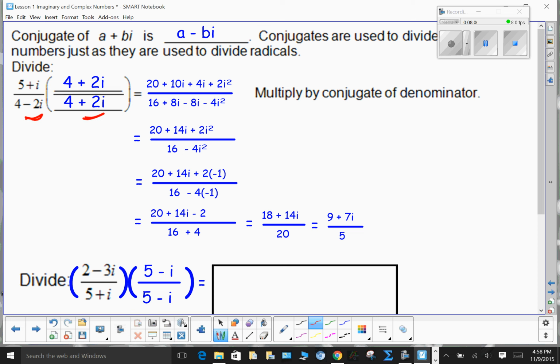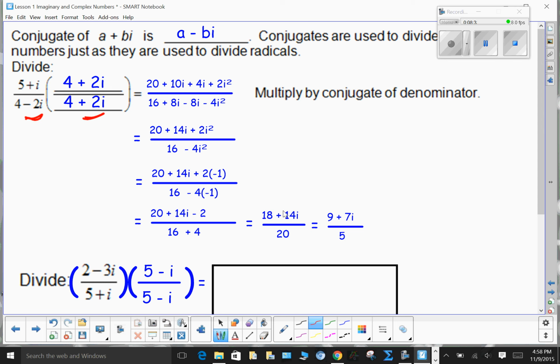You need to study that. It's simply 5 times 4 is the 20. 5 times the 2i is 10i. i times 4 is 4i. i times 2i is 2i squared. 10i and 4i is 14i. 2i squared, i squared is negative 1. 2 times negative 1 is negative 2, plus the 20. That's where I got the 18.